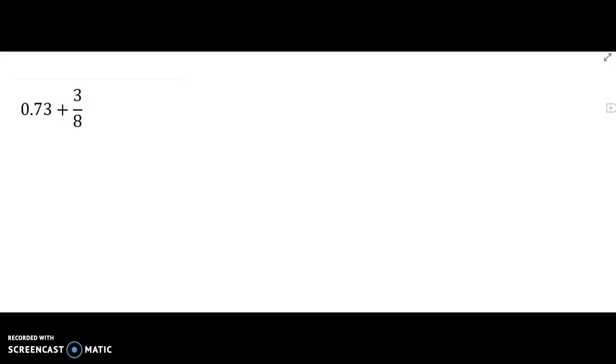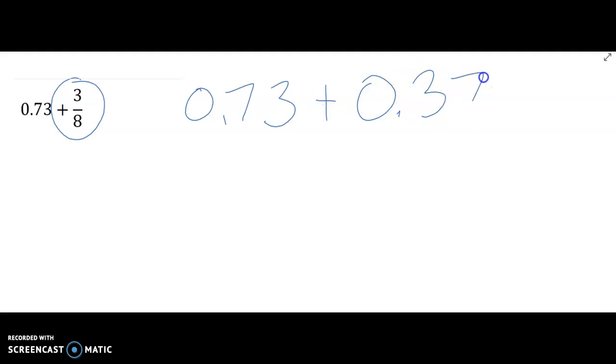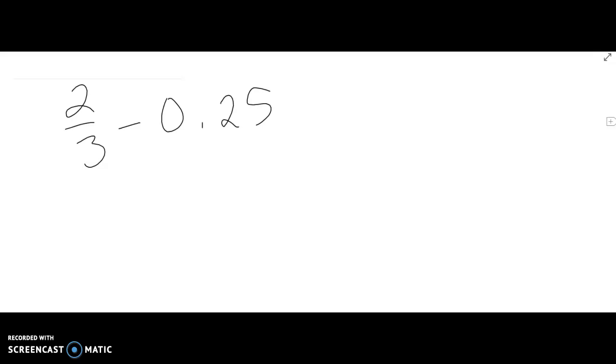All right, let's do another one. 0.73, so 73/100 plus 3/8. Well, again, can we change this fraction to a decimal? And the answer is yes. So my decimal stays the same, and I know that 3/8 is the same as 375 thousandths. Now I can add these two together. So a 5, a 0, a 1, and a 1. 1 and 105 thousandths. All right, and then let's go to our last example. We're changing to subtraction. Exciting.